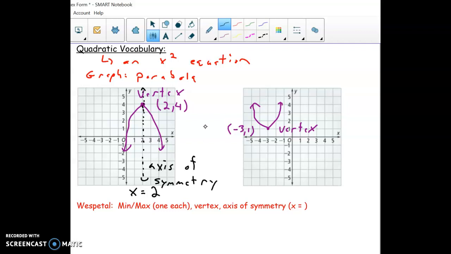All right, so on the other one, see if you can figure out what would be the axis of symmetry equation for that.